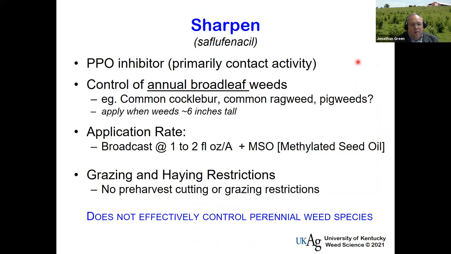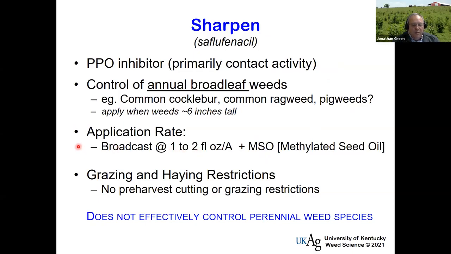Just a quick overview of Sharpen. It's a contact herbicide, a PPO inhibitor. It is going to help us on annual broadleaf weeds, and I want to especially emphasize annuals, things like cocklebur, the ragweeds, maybe pigweeds. I haven't had a chance to look at it on pigweeds yet. It's a fairly low use rate, tank mixed with methylated seed oil. The cost of this product is pretty comparable to 2,4-D on a cost per acre basis.